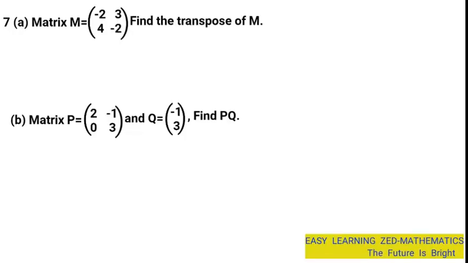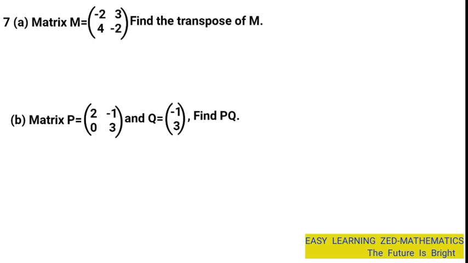Okay, so question 7 had 2 questions. There was question A and question B. So let's start with question A, 7A. Matrix M is equal to -2, 3, 4, -2. Find the transpose of M.